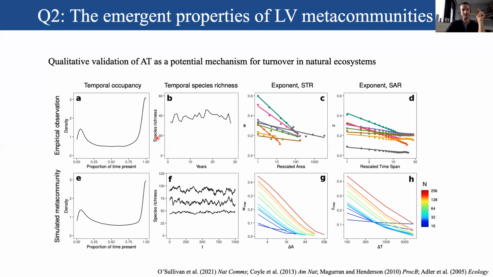Then again, we have an empirical observation, species richness over time, intrinsically regulated. Here we show that even in the case of this autonomous turnover, local community composition is intrinsically regulated, local community richness.